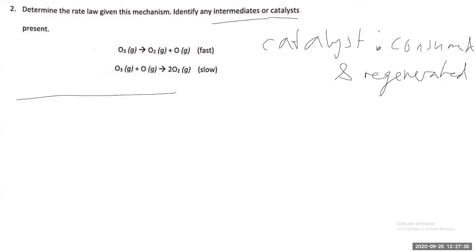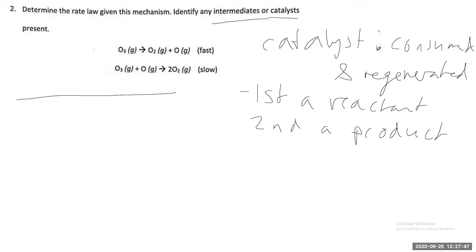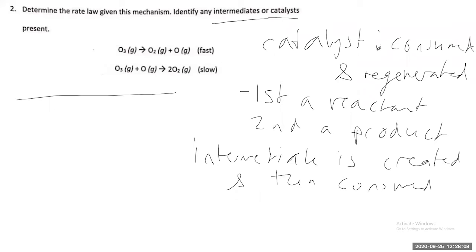In other words, it's first a reactant, and then second, a product. Now, what is an intermediate? An intermediate is created and then consumed. So in other words, it's first a product and it's second a reactant.